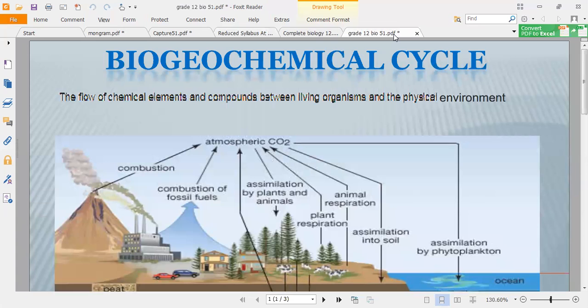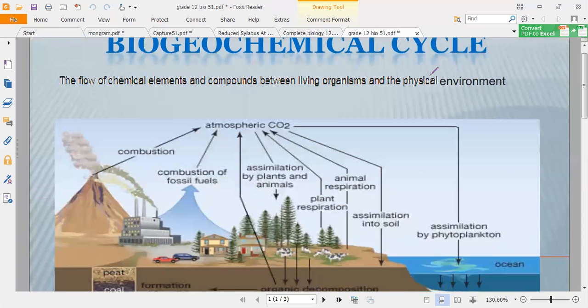Let's start our chapter number 25, and that is about biogeochemical cycle. We'll just take its introduction today. A biogeochemical cycle is the flow of chemical elements and compounds between the living and physical environment, like between biotic and abiotic factors.